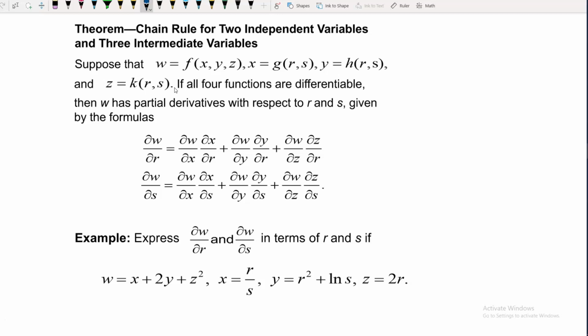The partial derivative of w with respect to r is equal to the partial derivative of w with respect to x times the partial derivative of x with respect to r, plus the partial derivative of w with respect to y times the partial derivative of y with respect to r, plus the partial derivative of w with respect to z times the partial derivative of z with respect to r. And the partial derivative of w with respect to s is equal to the partial derivative of w with respect to x times the partial derivative of x with respect to s, plus the partial derivative of w with respect to y times the partial derivative of y with respect to s, plus the partial derivative of w with respect to z times the partial derivative of z with respect to s.